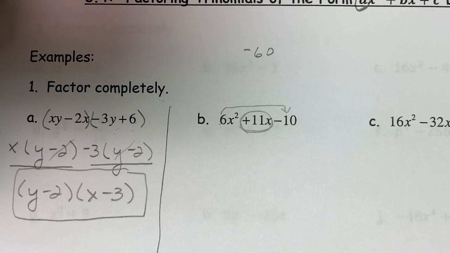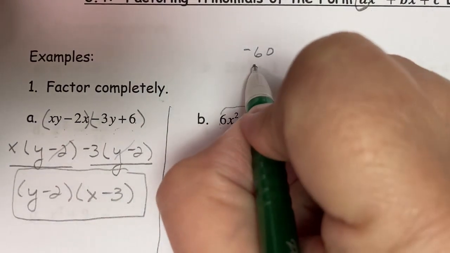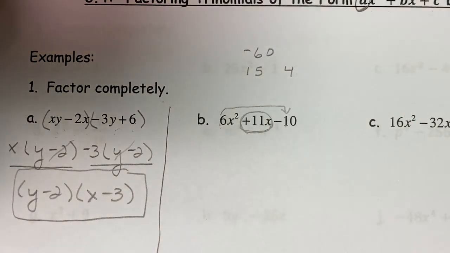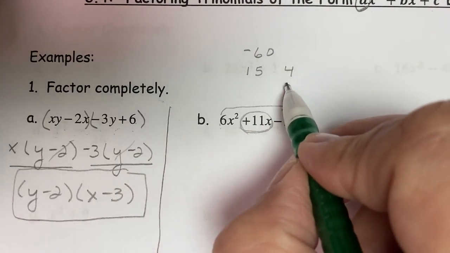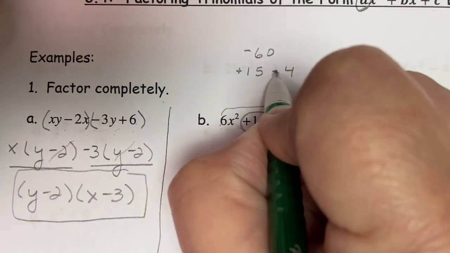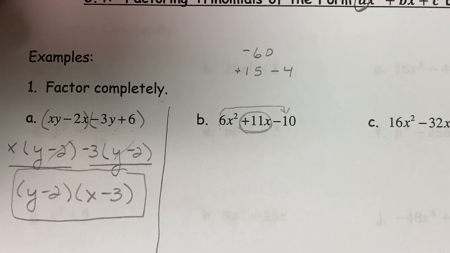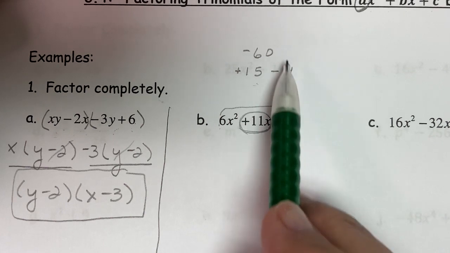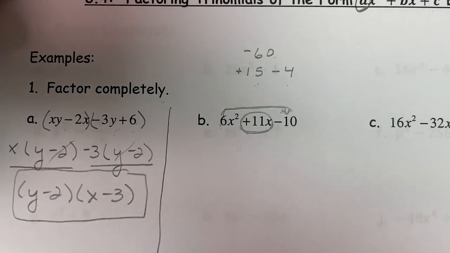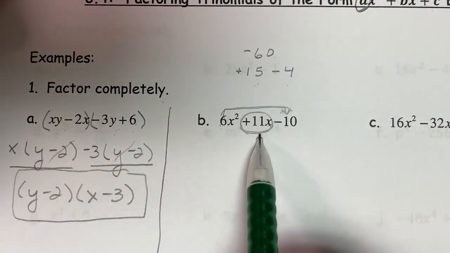So we need to figure out what 2 numbers I can multiply together to get a negative 60 and somehow combine to get 11. Well, eventually you're going to come up with a 15 and a 4. 15 times 4 is 60, and you can see I can get an 11. Now I need a positive 11, which means this is going to have to be positive and this is going to have to be negative. So these are the 2 numbers that multiply together to get negative 60, which I got by multiplying the first and the third term, and add together to get the middle term.